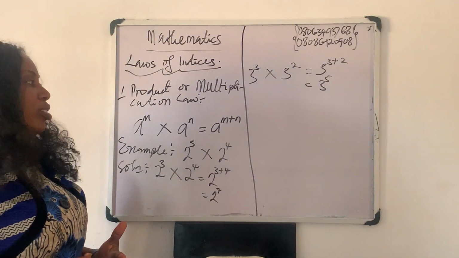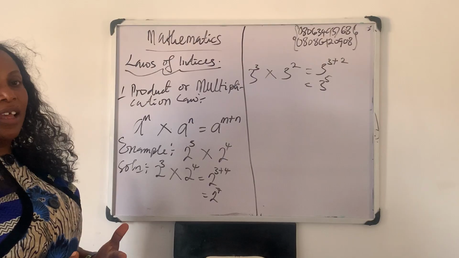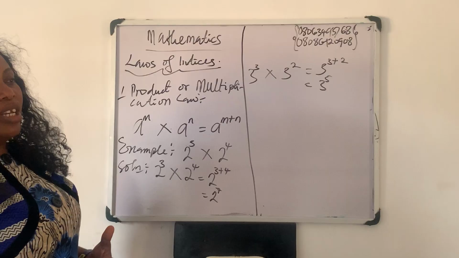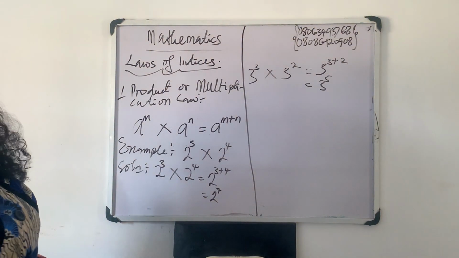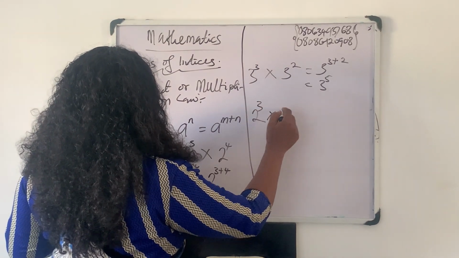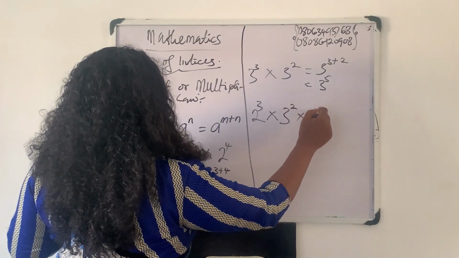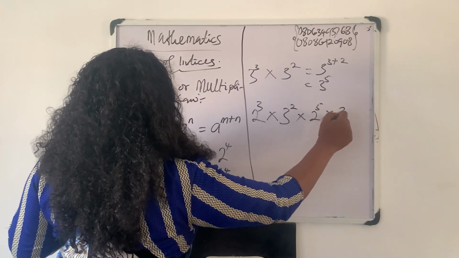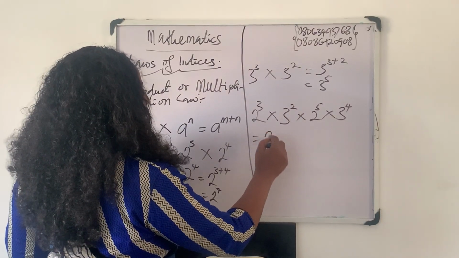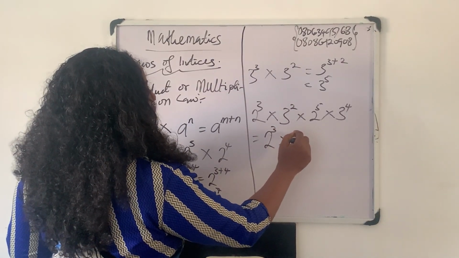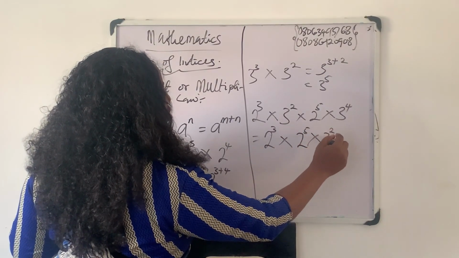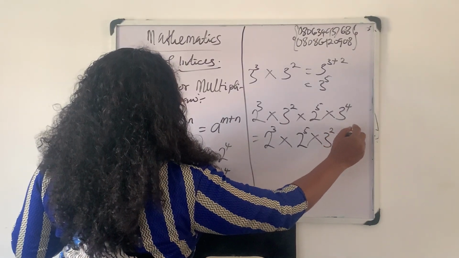What about in a situation where two different numbers are being multiplied? What do we do in such a scenario? What we need to do is to collect the factors as a single group. Taking, for instance, you have 2 raised to the power 3 times 3 raised to the power 2 times 2 raised to the power 5 times 3 raised to the power 4. This is simply what? You take them as a group, 2 raised to the power 3 times 2 raised to the power 5 times 3 raised to the power 2 times 3 raised to the power 4.